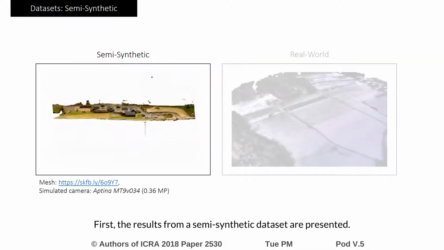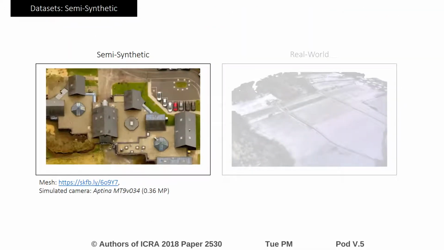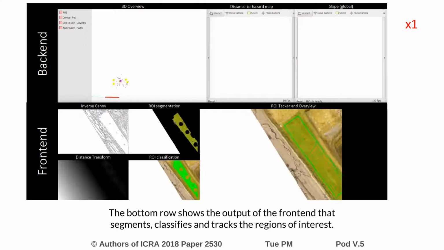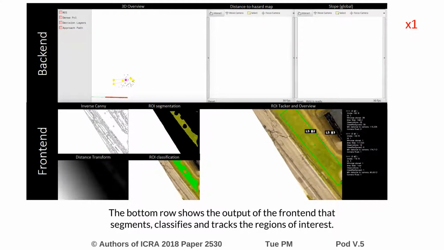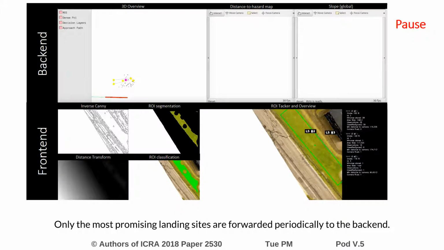First, the results from a semi-synthetic dataset are presented. The bottom row shows the output of the front-end that segments, classifies and tracks the regions of interest. Only the most promising landing sites are forwarded periodically to the back-end.